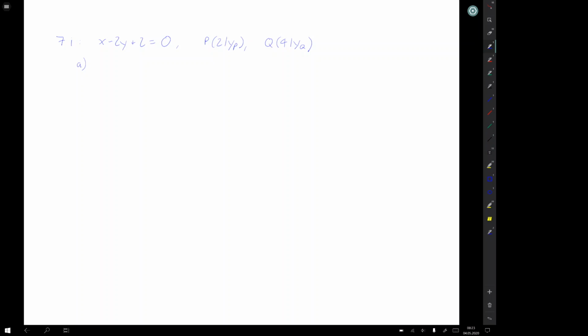We isolate the 2y by adding them. So we have x plus 2 equals 2y. And then we divide by 2 and switch the sides. We get y equals x plus 2 divided by 2, and rewriting it in the way that we like it, it is 1/2 x plus 1.